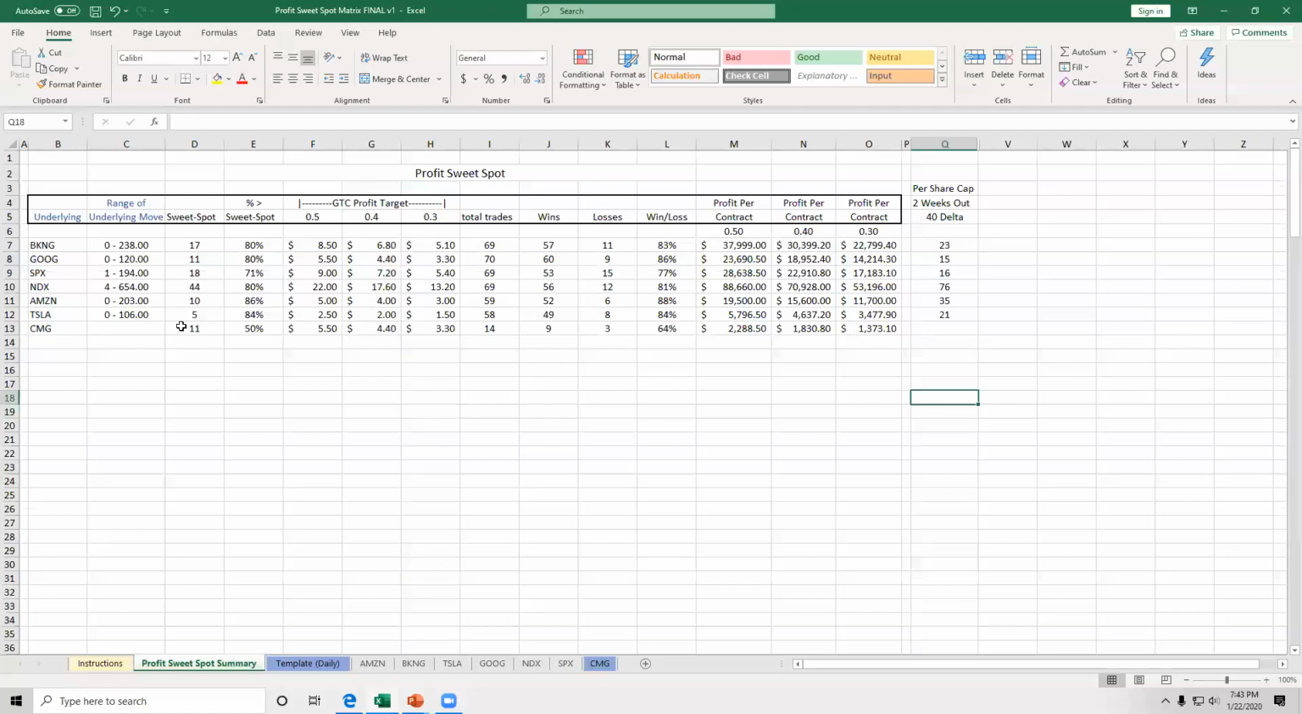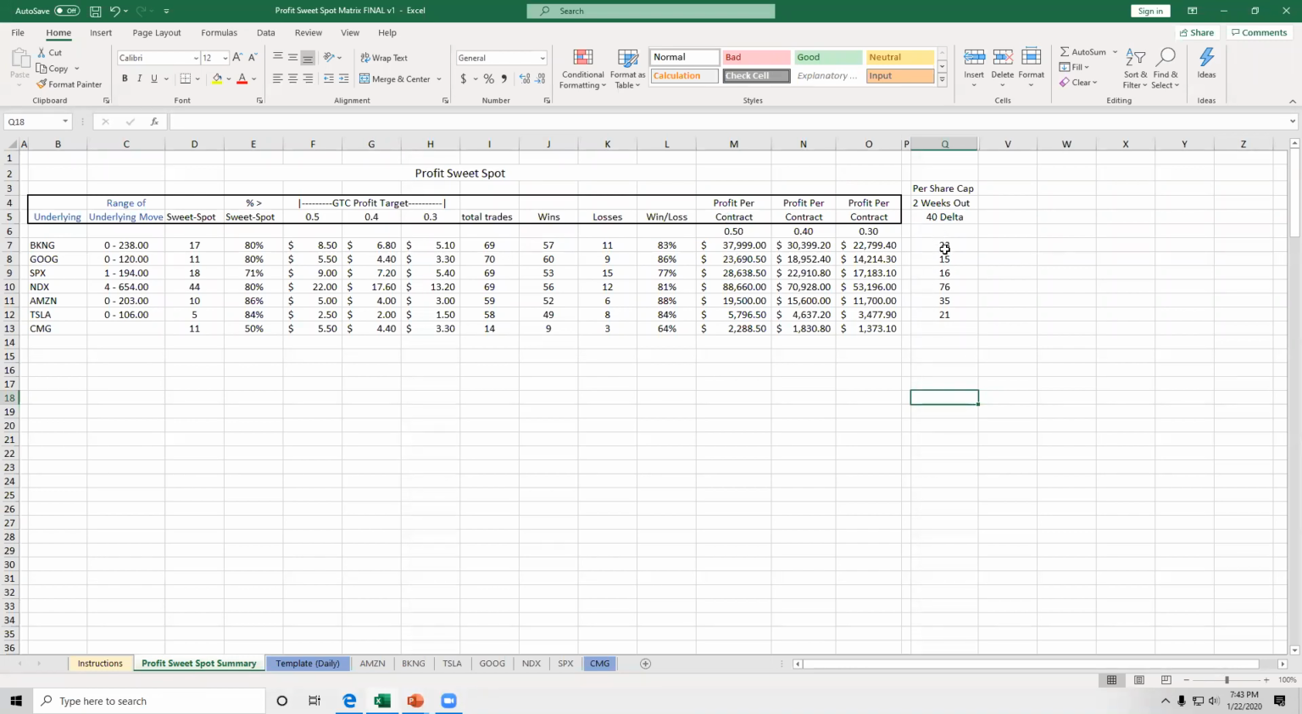Ignore CMG right now. I've got some data in there. I'm just kind of playing around with it right now. But you can look at a summary, and on a per contract basis, if you're trading on an average, maybe a 40 delta, you've got $30,000 of profit over that period of time on bookings, 18, 22, 70. You can evaluate what your profit potential is.